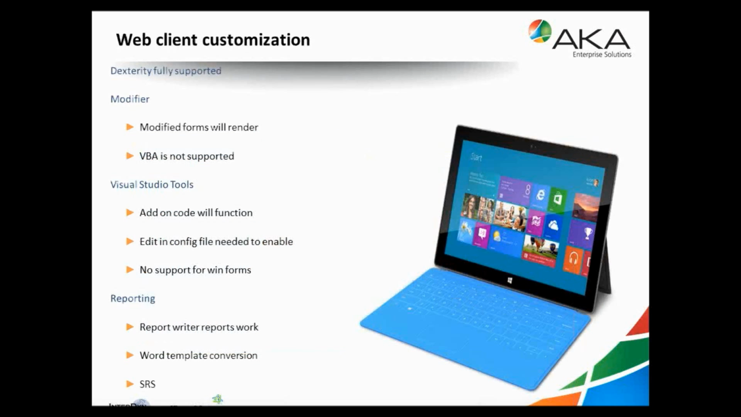And you are able to go ahead and do some customizations. So Dexterity is fully supported. So if you've got any customizations in GP, they are going to carry through. So there's no worries there. Also, if you have any modified screens, Modifier is a program that allows you to change the wording on screens. Modified forms will render, but Visual Basic is not supported here. There also, you can use your Visual Studio tools. Add-on code will function. You can edit in the config file where needed to enable it, but there is no support for WinForms.